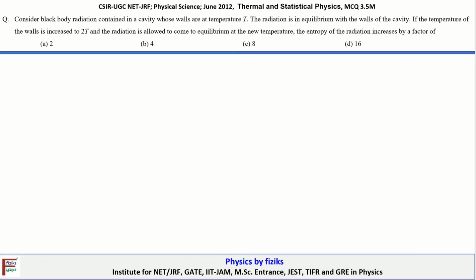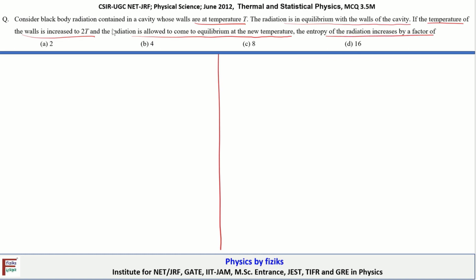Let's take a look at the next problem. Consider black body radiation contained in a cavity whose walls are at temperature T. The radiation is in equilibrium with the walls of the cavity. If the temperature of the wall is increased to 2T, that is, when the temperature is doubled, and the radiation is allowed to come to equilibrium again at the new temperature, the entropy of the radiation increases by a factor of?